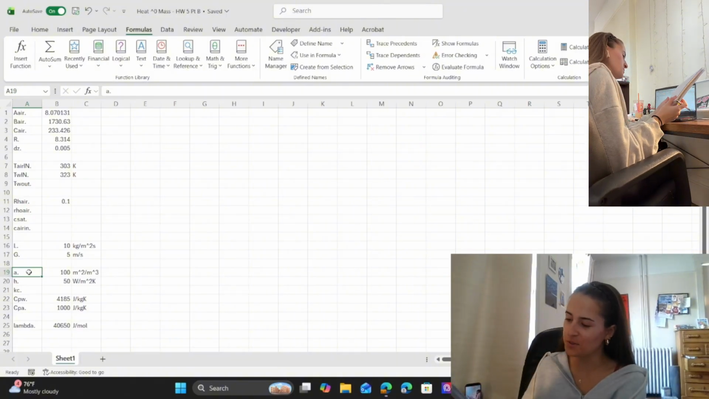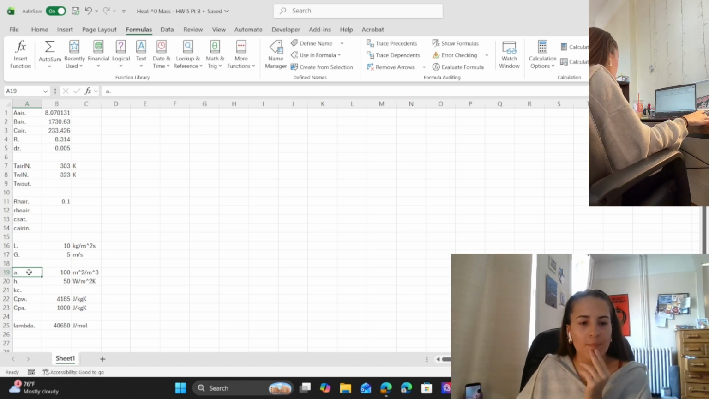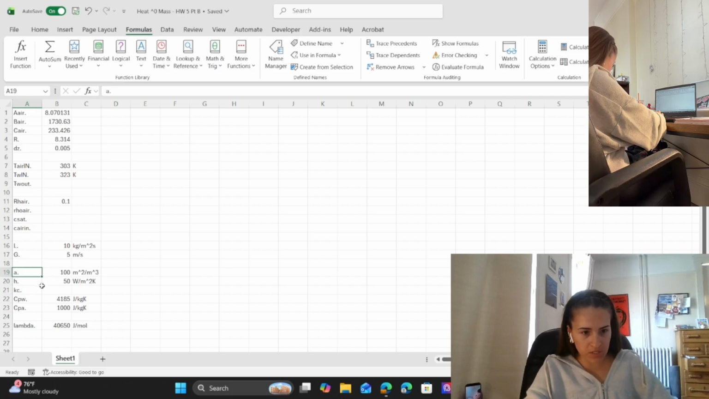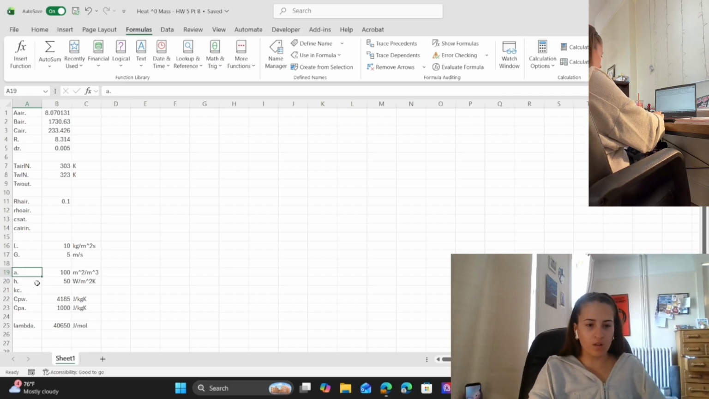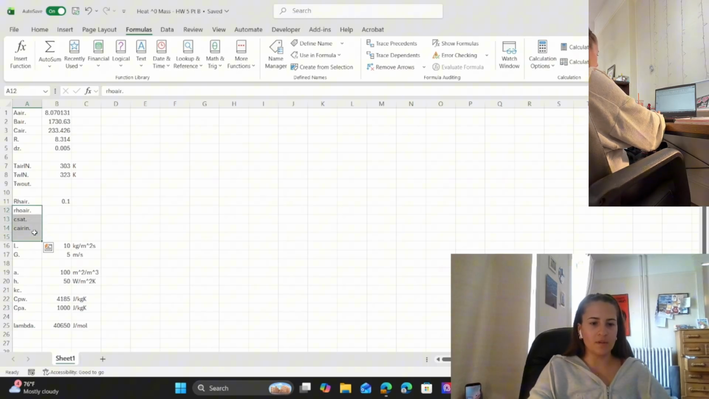I'm forgetting what this is called too. I have the notes right here, so that's what I'm looking at. The packing component, A, is going to be 100, and then we know that H is going to be 50. That's our thermal diffusive coefficient, and then we have these two values that can just be looked up. They're heat capacities of water and air, and then lambda can also be looked up because that's the enthalpy of vaporization.